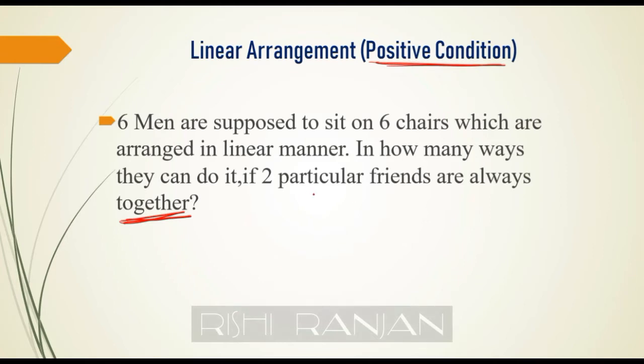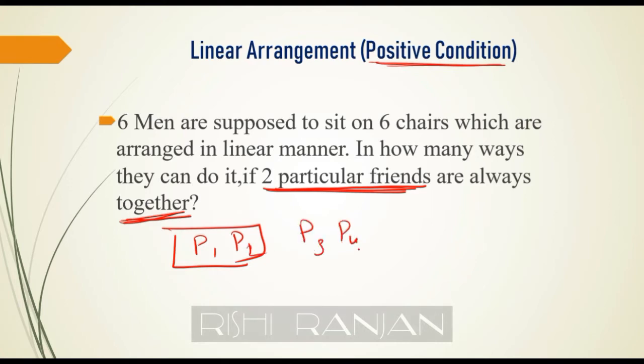Let's see. Whenever they are told two people together, whether two people together, two books together, two cars together, any physical thing together, we'll put them in one box and count it 1. So let's say two people, P1 and P2, they are together. And apart from them, there are still 4 more people, P3, P4, P5 and P6. Now as we talked about, whenever things are together, we'll put them in one box and count it 1. So 1, 2, 3, 4, 5.